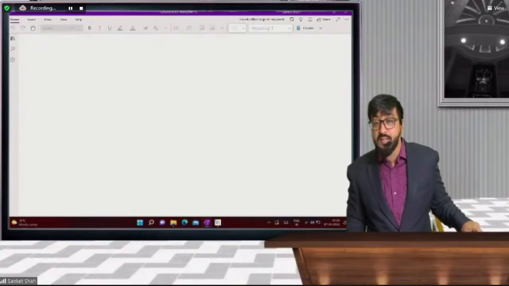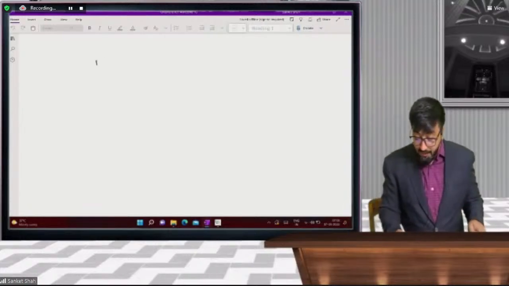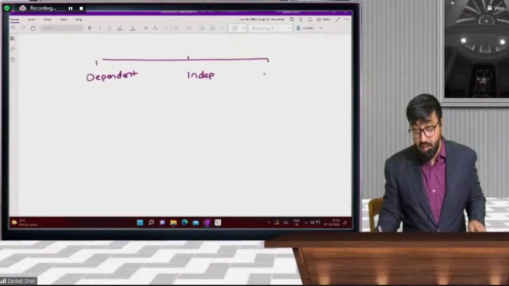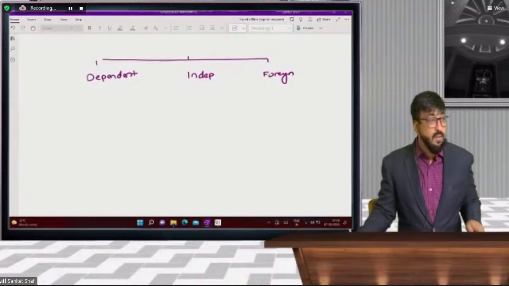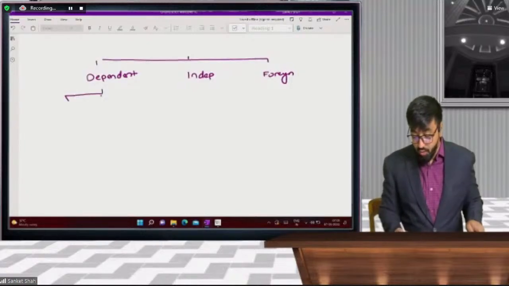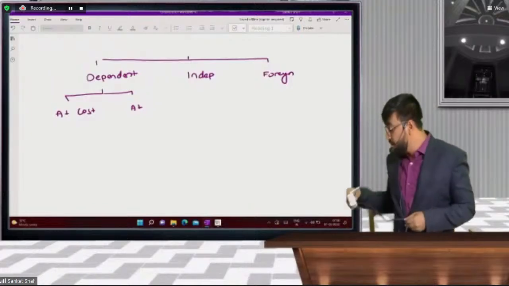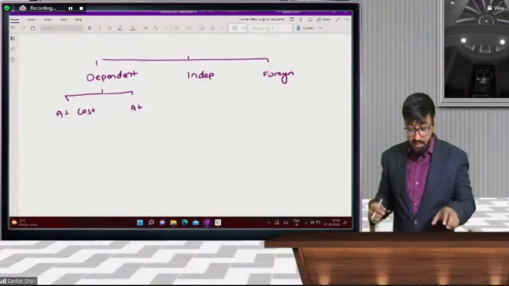And remember, this is how we calculate branch profit, in which we have to see how many methods there are. First we have to decide whether it is a dependent branch, because then accounting is done in a different way. Independent branch accounting is different, and then foreign branch. So we categorize branches into three parts: dependent, independent, and foreign. After categorizing, in a dependent branch you have two methods: at cost and at invoice price. So there are two types of accounting, either at cost or at invoice price.